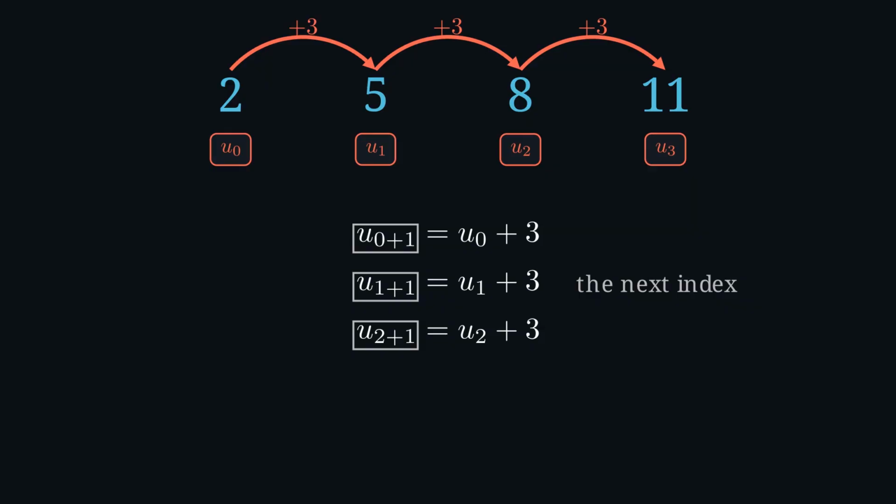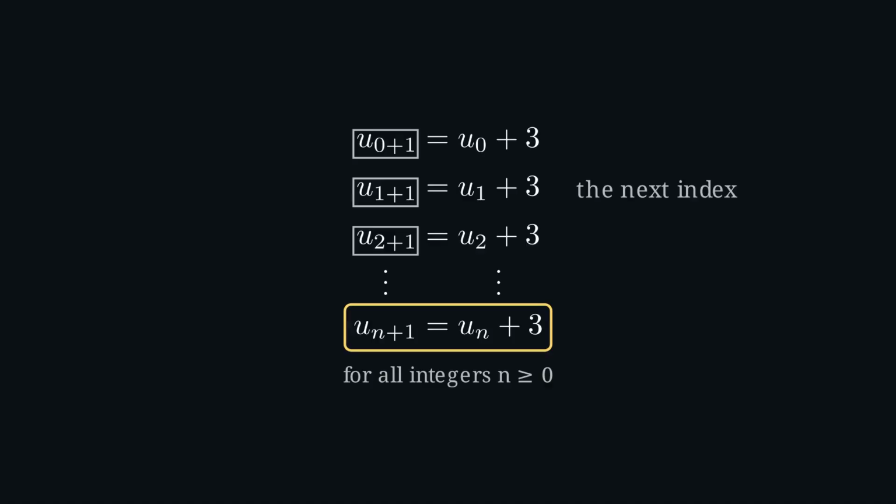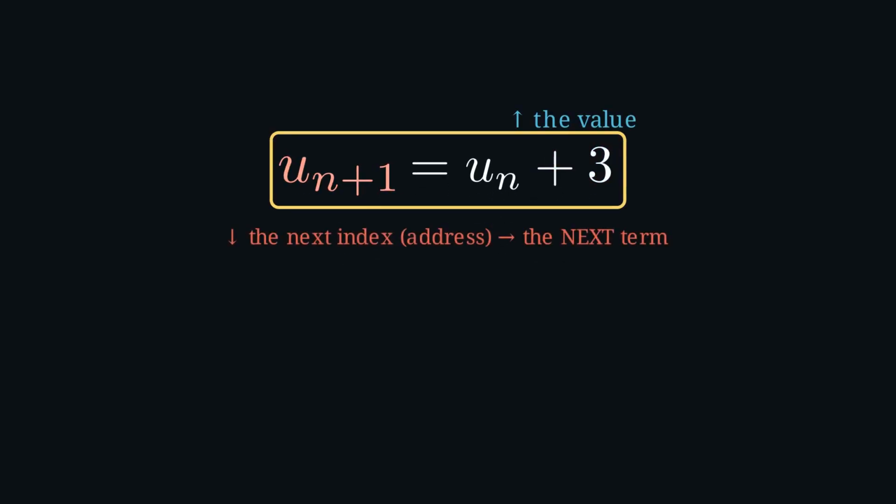So call any seat n. The seat right after it is n+1. One line says all of it. U_{n+1} = U_n + 3 for every n from 0 up. 2 adds 2 floors. The plus 1 is downstairs in the address.